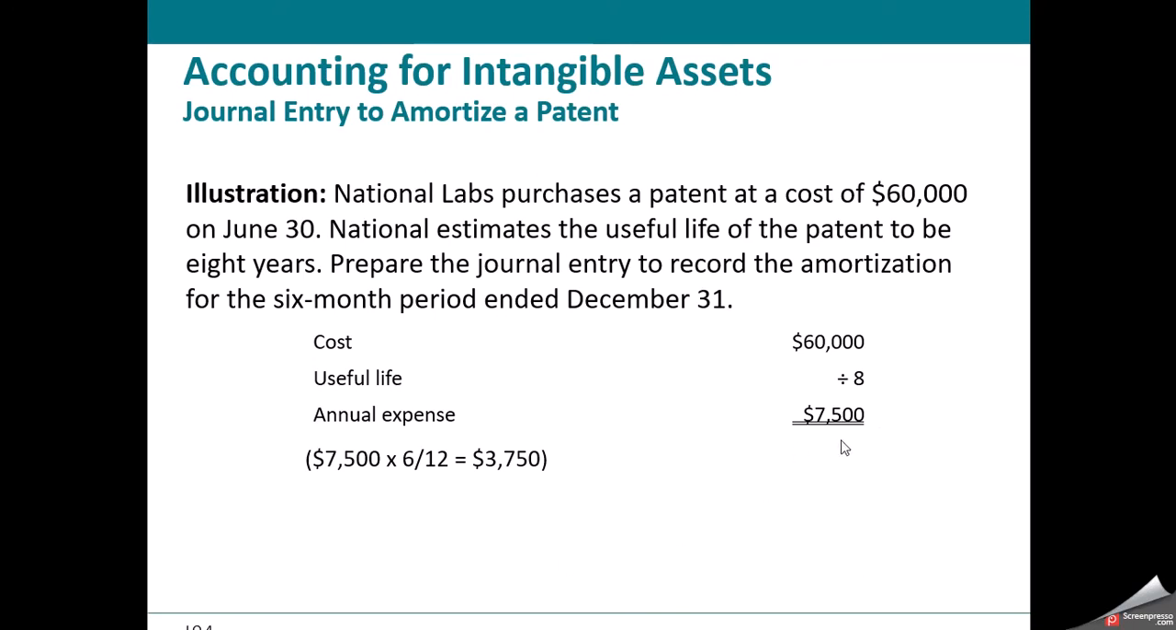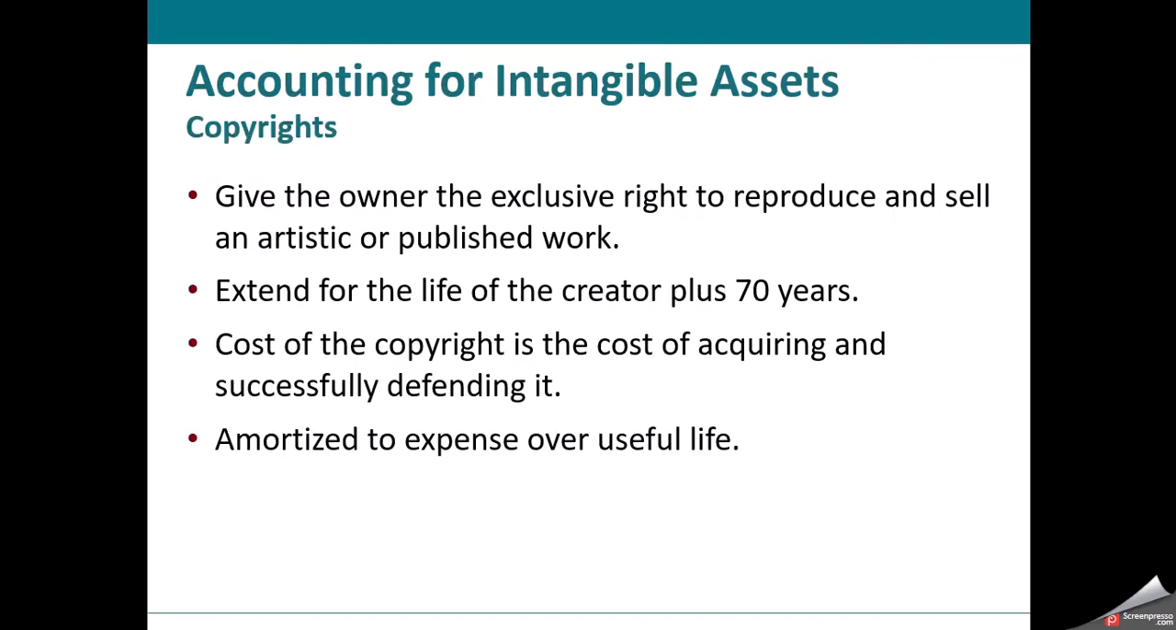So that amortization expense is going to be $7,500 a year. Now in this case, they're making the journal entry for a 6-month period. So that's why they're taking the 6 divided by 12, or 50% of it, charging that off to amortization expense. And again, you can see it's just reducing the patent. It doesn't go to accumulated amortization. It just reduces whatever intangible asset it is.